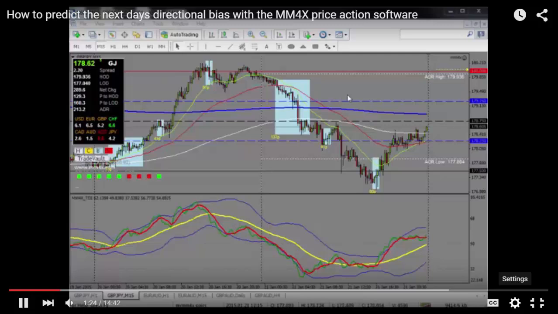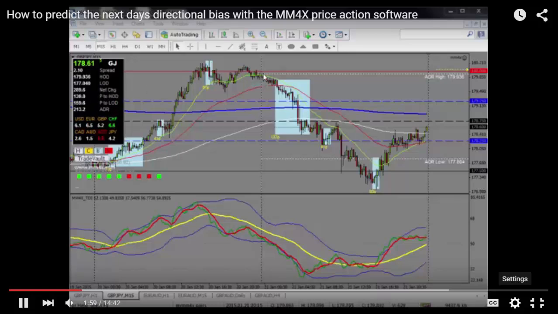So the first thing that I do is I look at what is the average daily range of a currency pair. The average daily range is defined as, in this case, the average range between the high of the day and the low of the day over a 14-day time period. The MX Forex software shows us here that the average daily range on the pound yen is 213 pips from the high of the day to the low of the day.